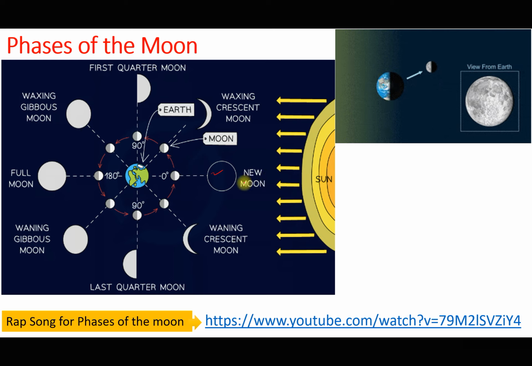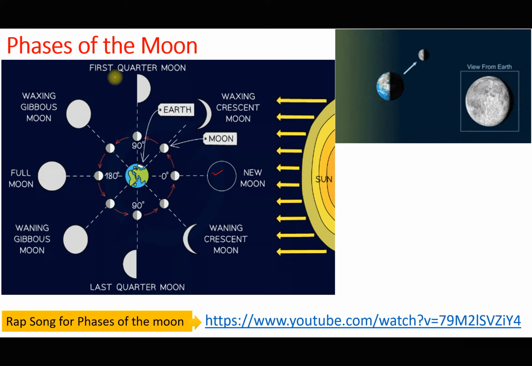Now as the angle starts changing, we see a waxing crescent, which is like a smile. The moon now starts growing. It starts becoming bigger. That means more and more of the part of the moon which is being illuminated by light, as seen by an observer from the earth, starts becoming bigger.